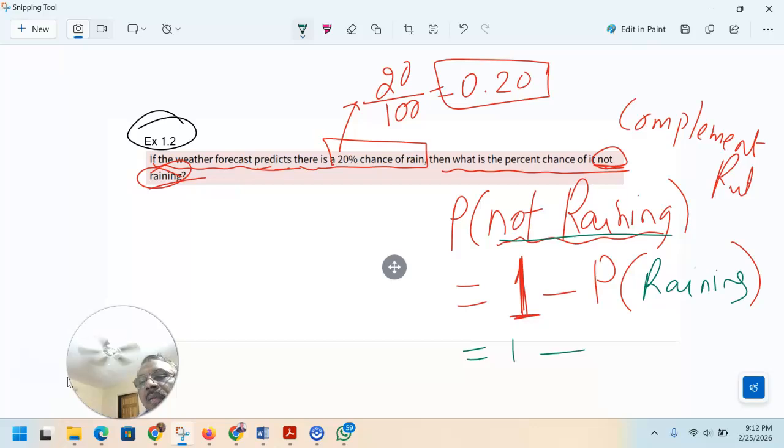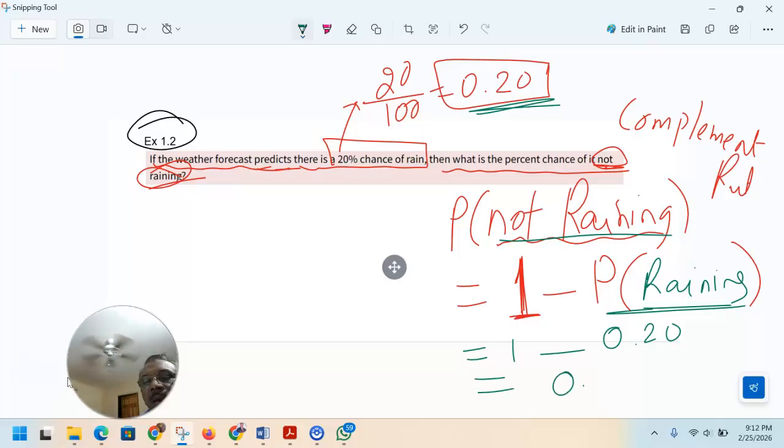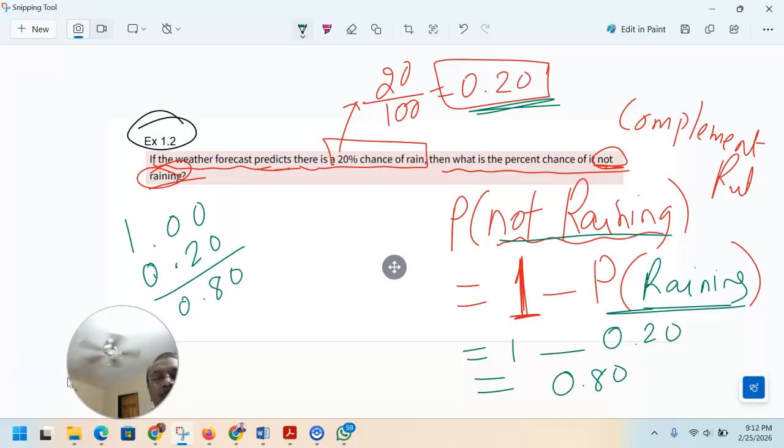And they already gave you this answer right here, 0.20. Now this answer is 0.80. How did we get this? Because 1 minus 0.20, you can see little work you do. I don't have to show you. You get 0.80. And what does 0.80 mean? You multiply by 100 and divide by 100. You get 80 over 100, which is, common sense, 80%.